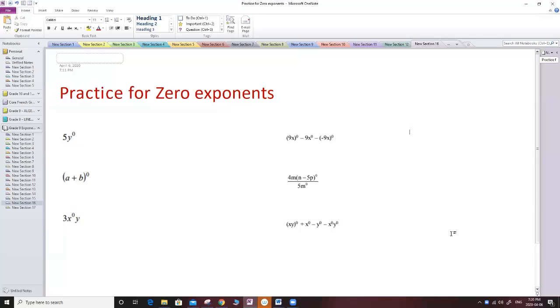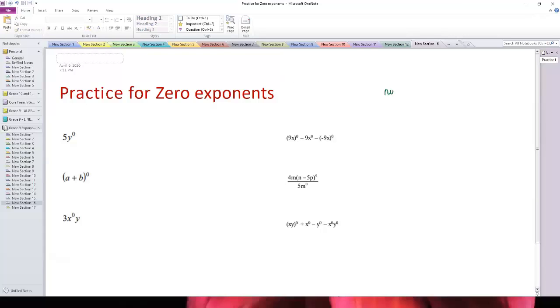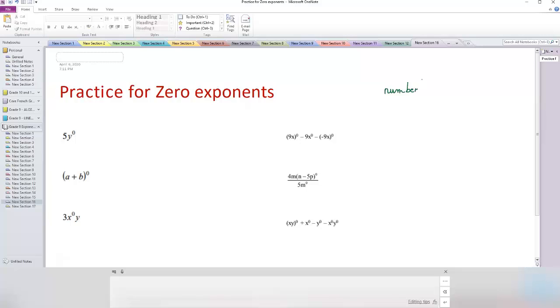Hi, grade 9. Now we're going to practice some examples for the zero exponent. I hope we didn't forget that any number to the power of 0 equals 1. So when you see something like that, be careful. The 0 is the exponent of the y, not the exponent of 5y. So in this case, don't forget that 5, you leave it as it is, times y to the power of 0 equals 1. That means 5.